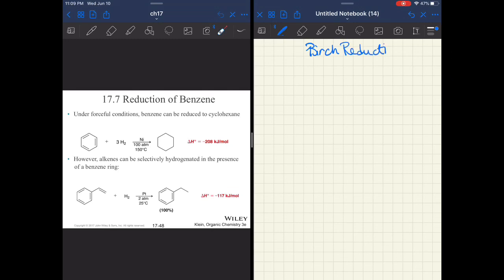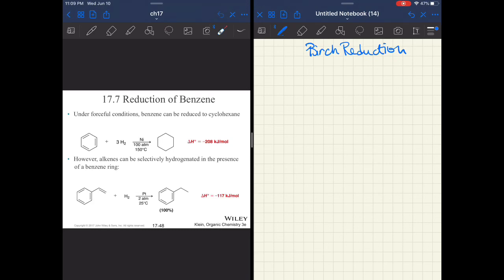Now, the last reaction we're going to talk about, we're going to explore something called a Birch reduction. Reducing double bonds is something that you covered at length in Organic 1. You used hydrogen and some sort of metal catalyst, and you could reduce double bonds, you could reduce triple bonds all the way down to alkanes.